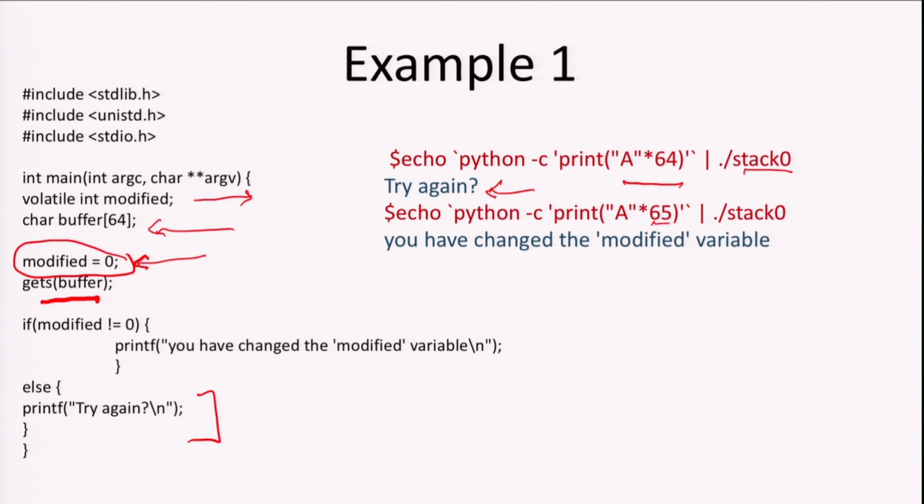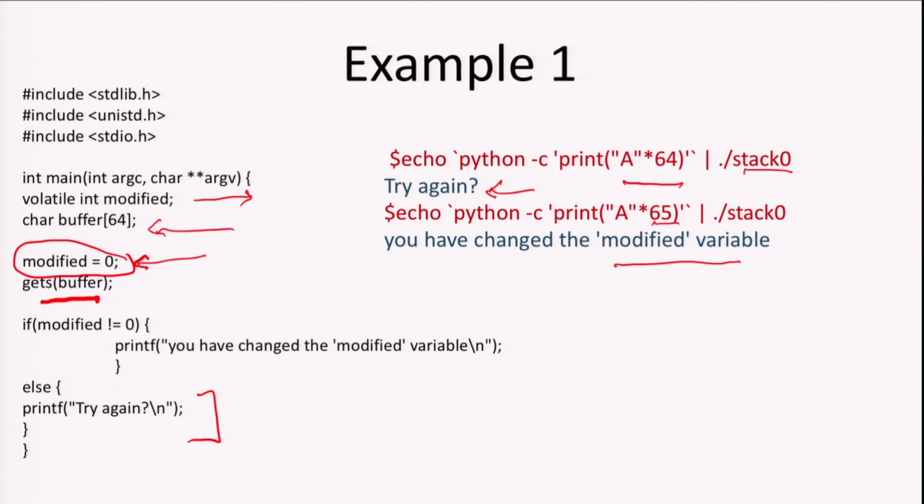However, when we change this to 65 consecutive A's and give the same string to stack 0, you will find that you have changed the modified variable. This is something that you did not expect because you did not touch the modified variable. What we will say is that here is a buffer overflow, and this buffer overflow has modified another variable that is not supposed to have been changed by the program.